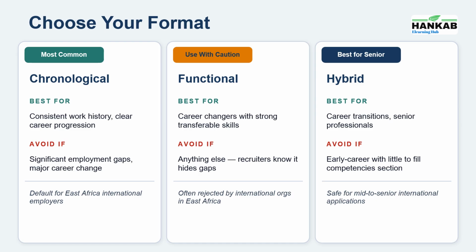Significant employment gaps, weak experience, frequent job changes. It's not that the format is inherently dishonest. It is that it has been used so often to obscure problems that experienced recruiters are immediately suspicious when they see it. The hybrid format opens with a competencies summary and then follows with a full reverse chronological history.